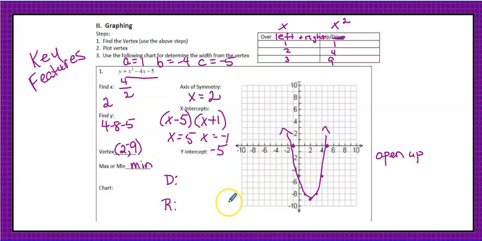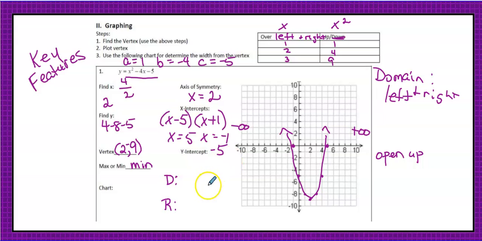Domain, okay, so what domain means, let me put this over here. Domain: you want to look at the left and right movement. Okay, so look at the arrows. Do they go forever in the left direction? Yep. This arrow goes forever in the left direction. It does not stop. Does it also go forever in the right direction? Yes, it does. So the domain would be, this one goes towards -infinity on the left, and this one goes towards +infinity on the right. If it stopped or started somewhere, then that would be a number. It doesn't. It goes forever.